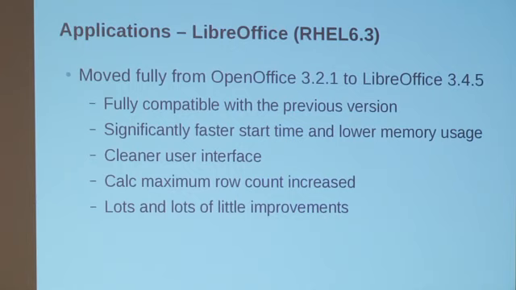It's a community-based distribution, and it's an enormous improvement if you haven't seen it yet. It starts about twice as fast as previously, if not faster. It's significantly cleaner. A lot of little things were fixed, too many to count at some level. But if you do want to see it, it's an enormous improvement in every way for users. I also threw in the calc maximum row count is increased. OpenOffice had a hard limit of 32,000 rows that was a fairly popular bug, so that was upgraded too.